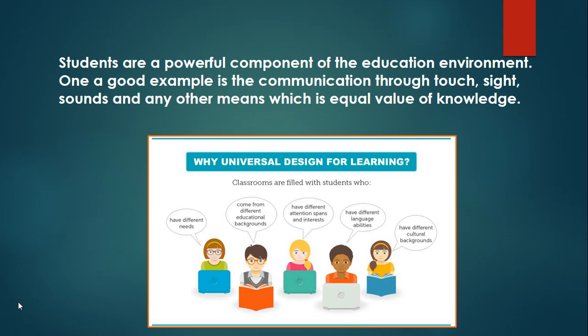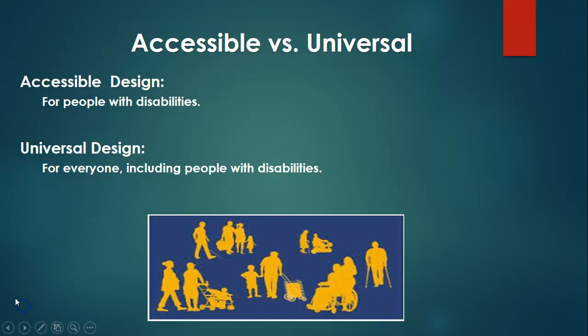One good example is the communication through touch, sign, sounds, and any other means which is equal value of knowledge. Why universal design for learning? Classrooms are filled with students who have different needs, come from different education backgrounds, have different attention spans and interests, have different language abilities, and have different cultural backgrounds.